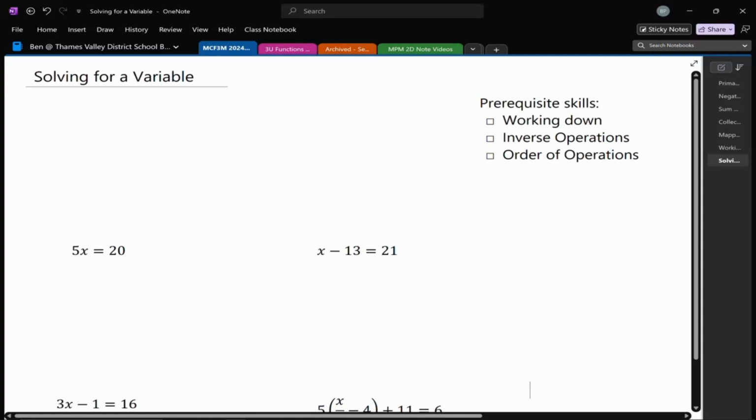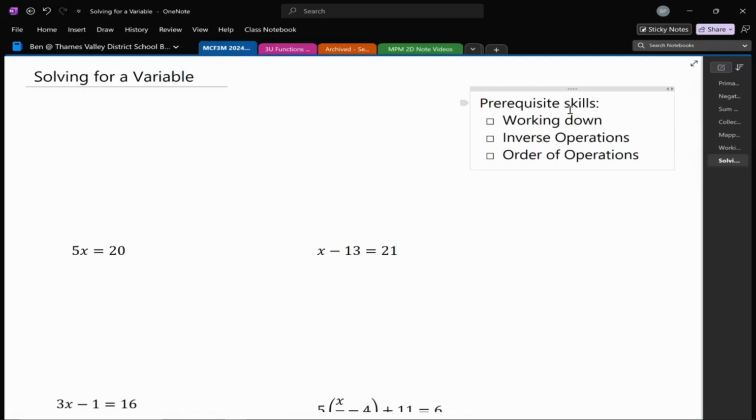All right, so here we'll practice solving equations for a variable. We'll be using our ability to work down. We'll be using our knowledge of inverse operations, that is, recognizing opposite operations, recognizing that multiplication is the opposite of division, recognizing that subtraction is the opposite of addition, and we'll be using our order of operations, our BEDMAS. We'll be using our BEDMAS backwards if you have not used that already. This video is just meant as a quick review.